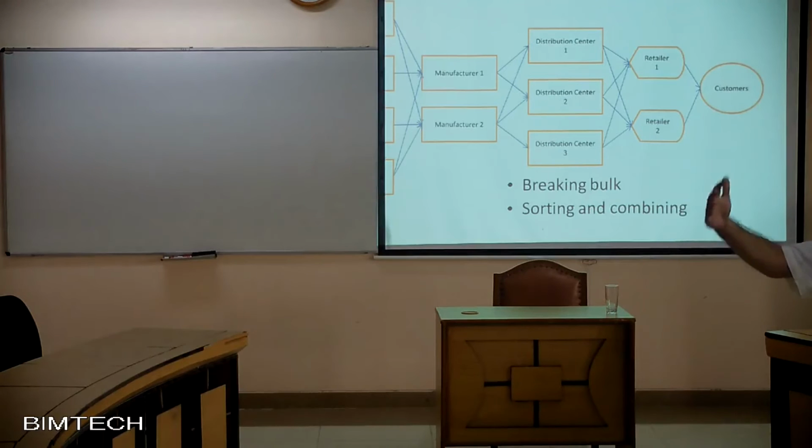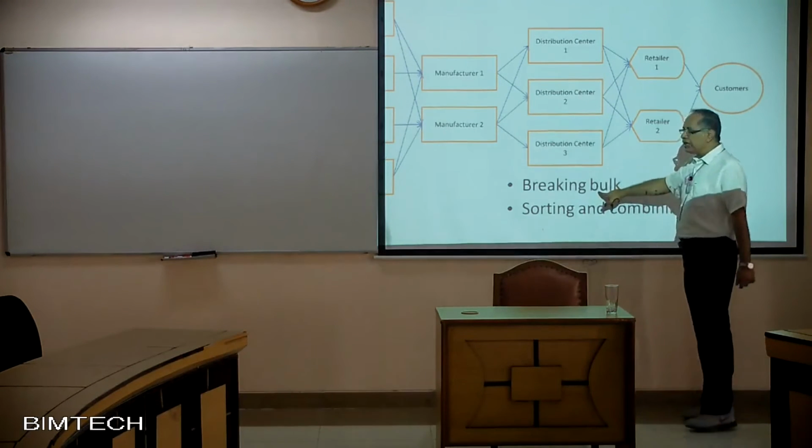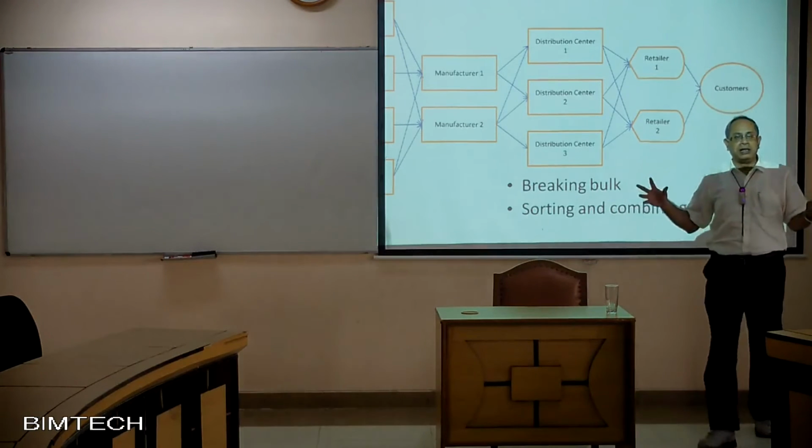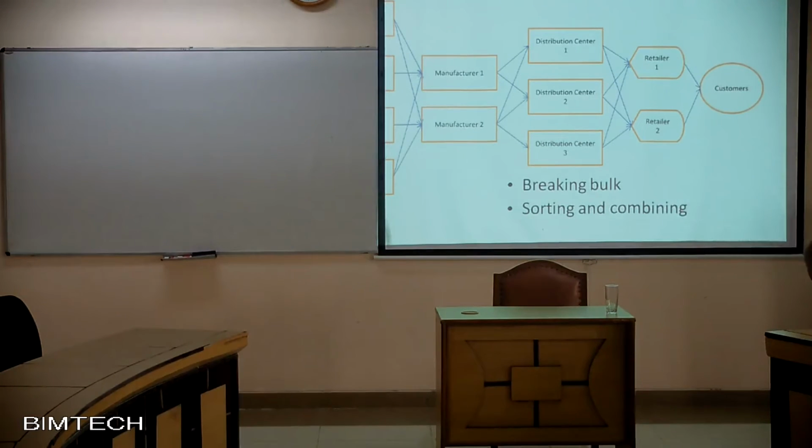These bulk supplies are broken at the distribution center. But when the retailer orders, the retailer is not just ordering items of manufacturer 1; the retailer may be ordering items of a large number of manufacturers from the distribution center. And therefore, the distribution center is sorting items based on the retailer order and combining those smaller lots together to send to the retailer. So two very important functions are performed by the distribution center: breaking of the bulk, and then sorting in terms of how much of what is required by which retailer, and combining those items together and sending to the retailer.